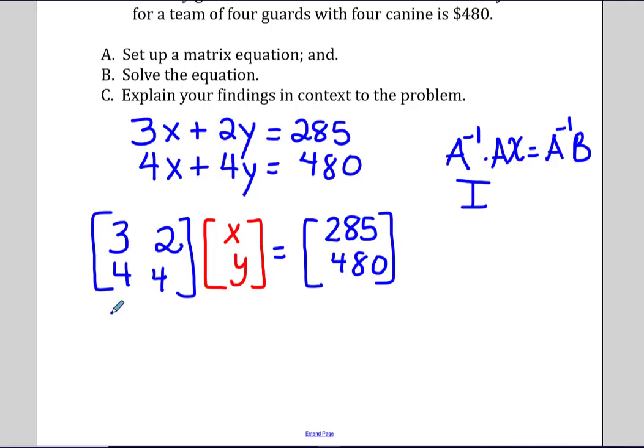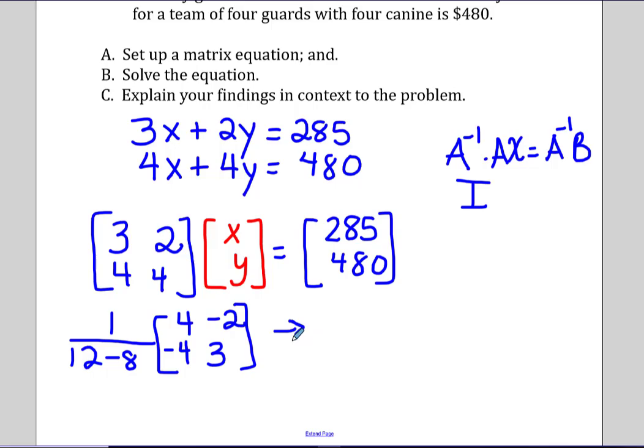So the inverse matrix is 1 over 3 times 4, that's 12, minus 2 times 4, that's 8. So that's 1/4. And then the D and the A interchange, and we use the opposite sign on B and the opposite sign on C. So this is going to be our inverse matrix. I'm just kind of doing a little scratch work here. So what does this turn out to be?